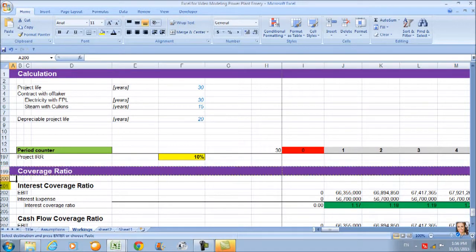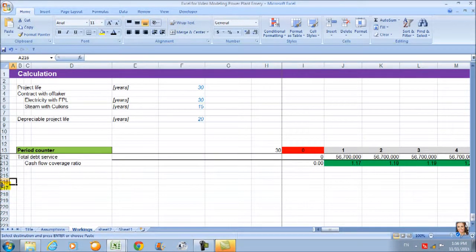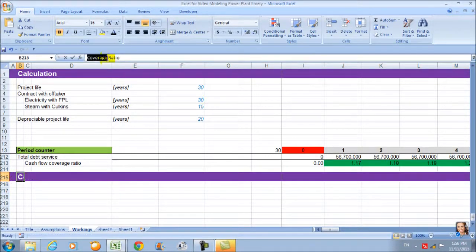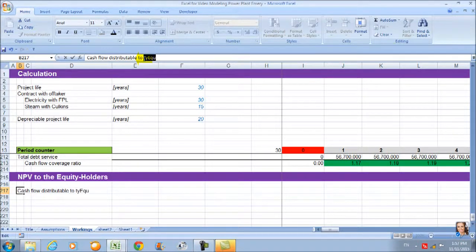So let me see. The project is not really good, and I think probably for the equity also not really good. So this is like an NPV to the equity holder. Okay, I think we just have to put cash flow available distributable to equity. I just have to take from this.